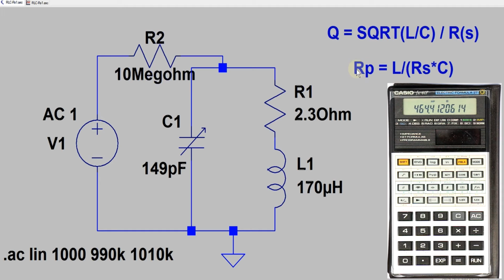But first of all, let's calculate what the equivalent parallel resistance gives us. We first put the inductance L, which is 170 microhenry again, divided by the series loss resistance, now 2.3 ohms, and divide by the capacitance, 149 picofarad. And this gives us, if we round it up, 496 kilohms. So we will round this up to 500 kilohms.